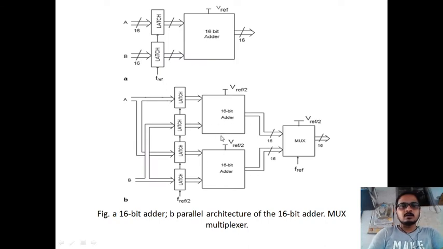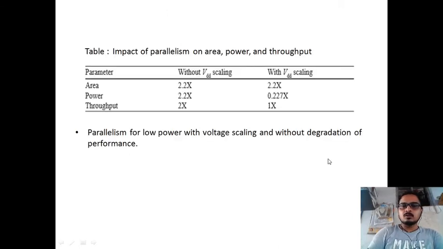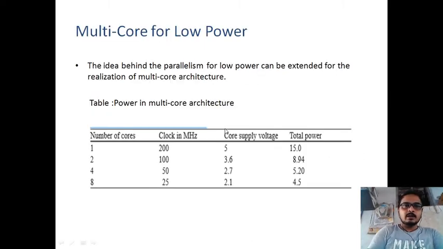Why is performance not degraded when the scaling is applied? With respect to supply voltage scaling, we will also scale the threshold voltage and the frequency. That's why we get the maximum performance. Generally, when you scale the supply voltage, the performance decreases. But here we scale the threshold voltage and also the applied frequency. Then we get high performance without degradation. That is the parallel processing.